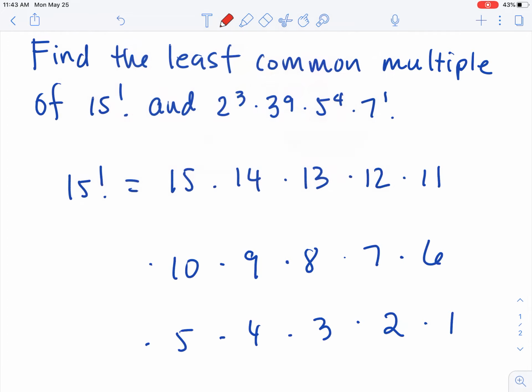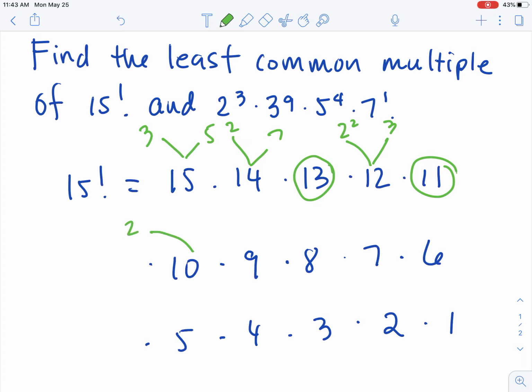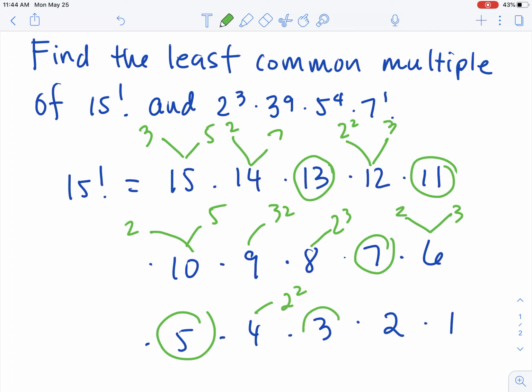Yung 15 ay 3 times 5. Yung 14 is 2 times 7. 13 is prime, so okay na yan. 12 is 4 times 3 or 2 squared times 3, di ba? 11 is prime. 10 is 2 times 5. 9 is 3 squared. 8 is 2 cubed. 7 is prime. 6 is 2 times 3. 5 is prime. 4 is 2 squared. And then we have 2 more primes, no?